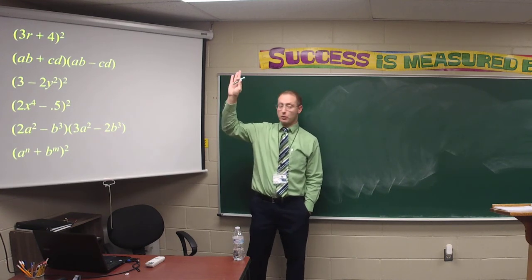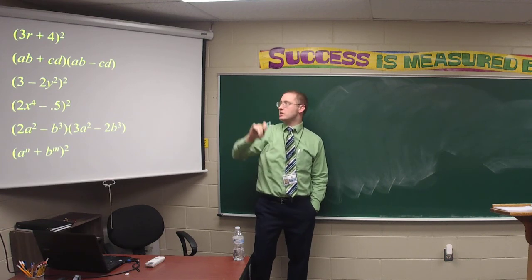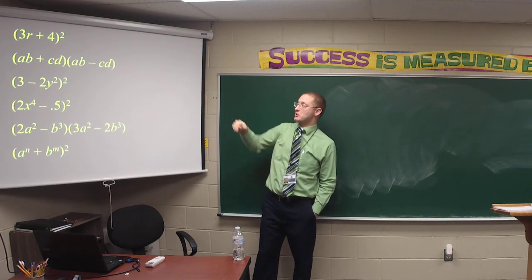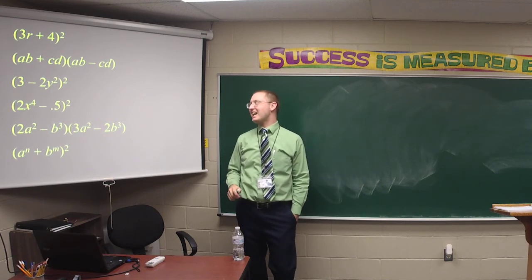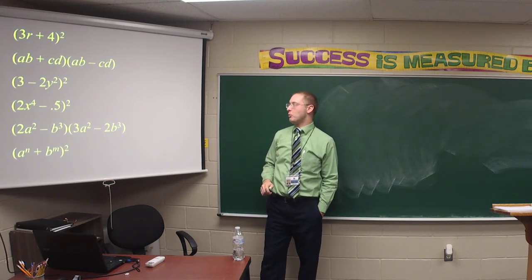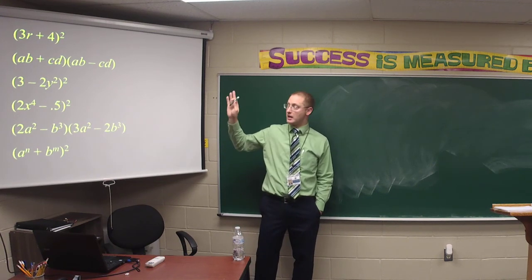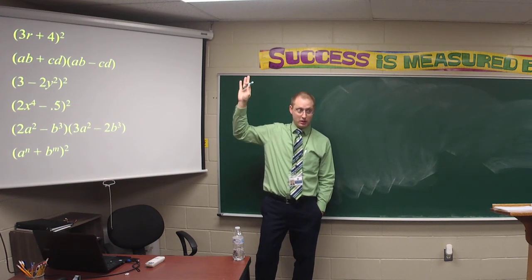How many got that answer for the second one? Excellent. On the next one, by the way, that was square the first, square the last, but a minus sign. Here we're back to square the first, square the last, multiply and double to get 9 minus 12y squared plus 4y to the 4th. How many had that answer for the third one?